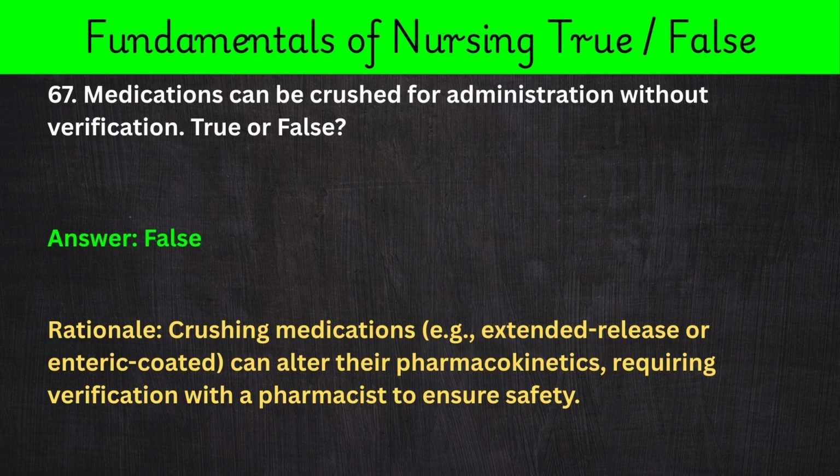67. Medications can be crushed for administration without verification. True or false? Answer. False. Rationale. Crushing medications, e.g., extended release or enteric-coated, can alter their pharmacokinetics, requiring verification with a pharmacist to ensure safety.